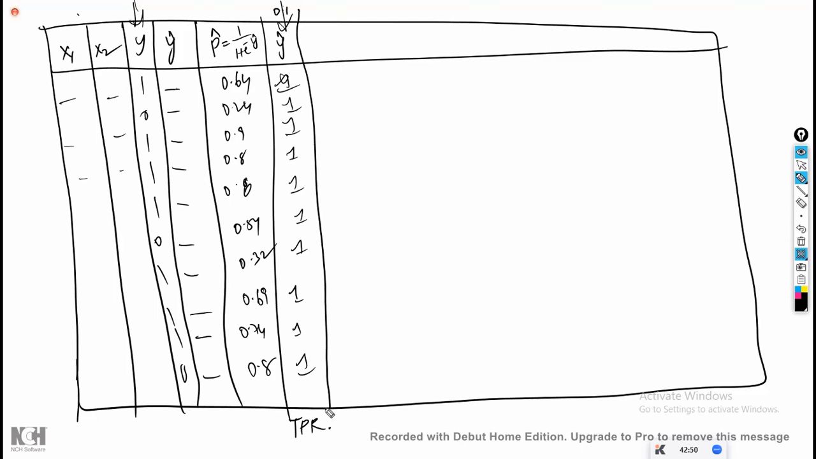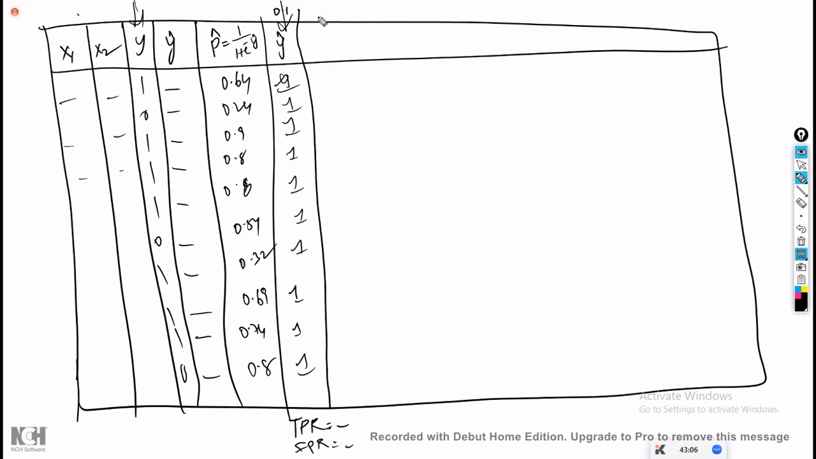What is the TPR formula? TP divided by TP plus FN. You are going to calculate the TPR. And similarly, you are going to calculate the FPR. You will get some value. Write that one down, keep it to this side.